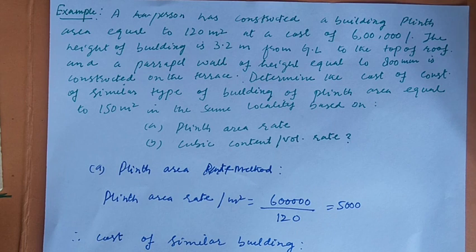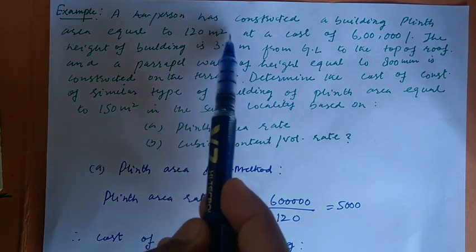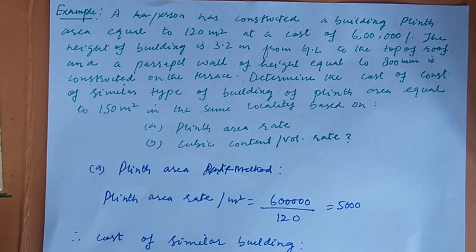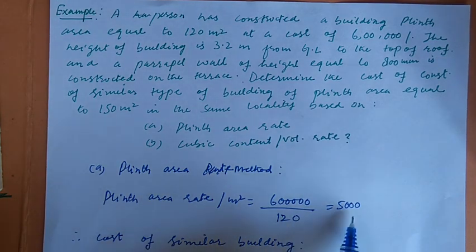In the previous question we were given the plinth area rate but not the plinth area, and then we calculated the plinth area. In this question the plinth area is given, that is 150 meter square for the new building, and for the previous building which has been constructed, the plinth area is given as 120 meter square. We also know the cost of that previous building is 6 lakh rupees. If we divide the total cost by the plinth area, we will get the plinth area rate per meter square. Dividing by 120, we get the plinth area rate, that is 5,000 rupees.